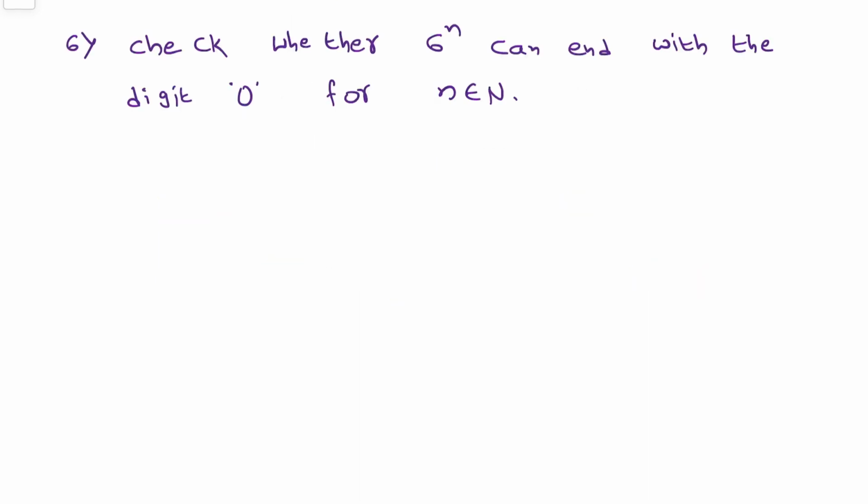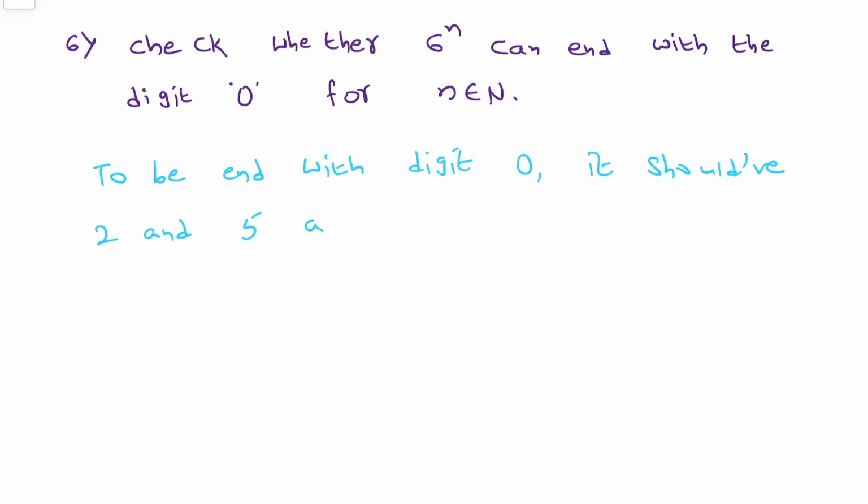Moving to question number 6. Check whether 6 power n can end with the digit 0 for n belongs to natural numbers. To end with digit 0, it should have 2 and 5 as prime factors.